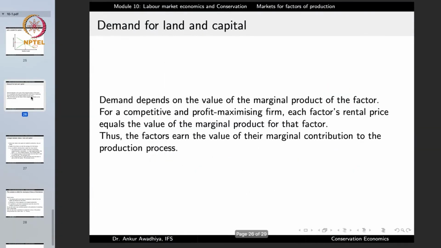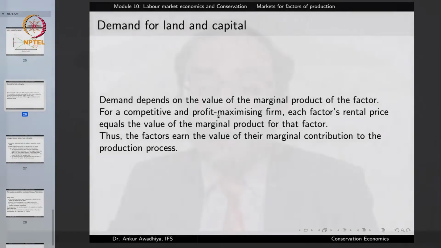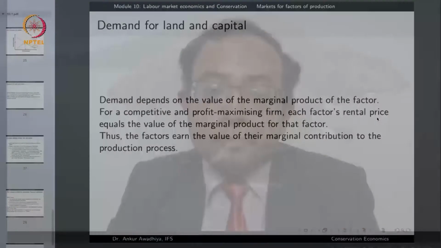And just as before, the demand will depend on the value of the marginal product of the factor in question. That is the value of the marginal product of land or capital. If the value of the marginal product is more, then these factors will be in more demand and probably the firm will be ready to pay a higher price. If the value of the marginal product is less for any of these factors, then the demand will be less and probably the company will be ready to pay a lower amount.